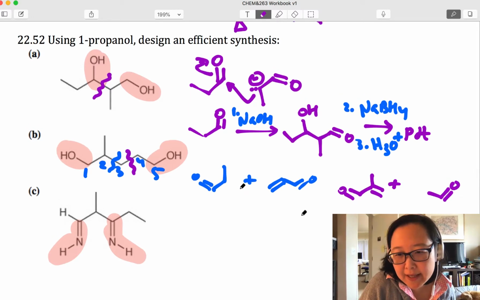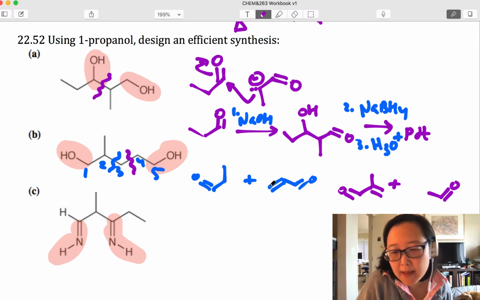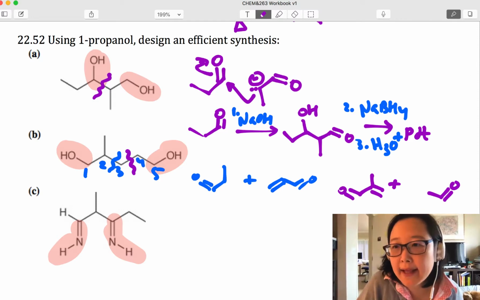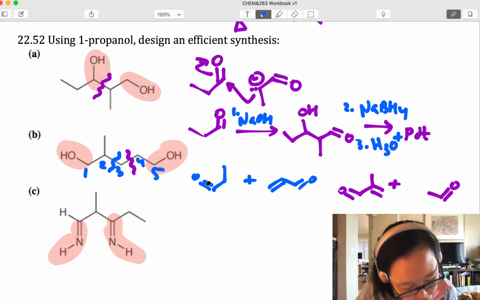This might be a better enolate than this one simply because of the additional alkyl group. So this might be a little bit better, but either one would work okay. Let's just take this one for example.